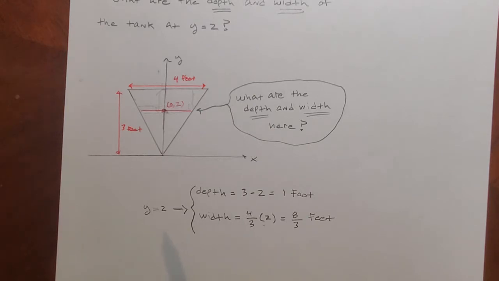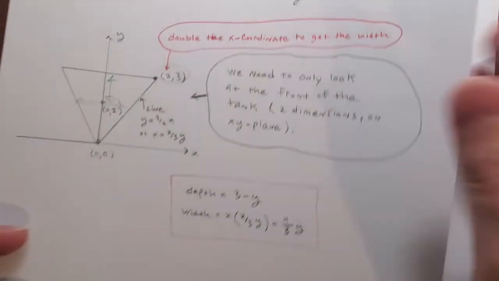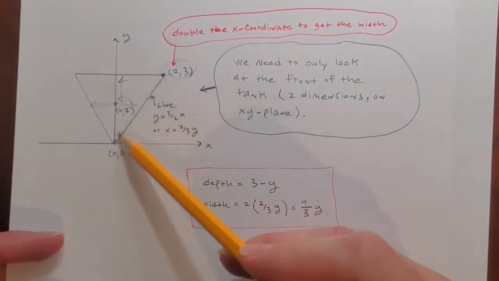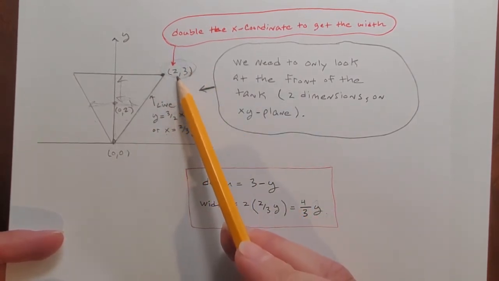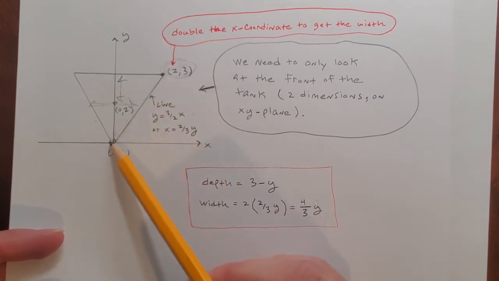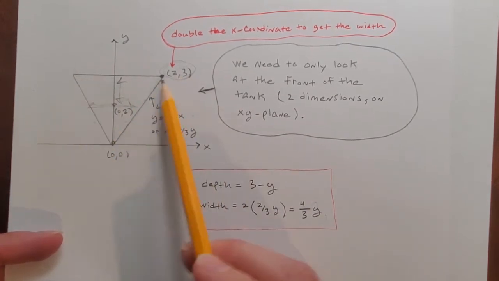Remember when I gave you the formula for the width, I found the equation for the line. I solved it for x because it's doubling the x coordinate of any given point that really allows you to find the width.